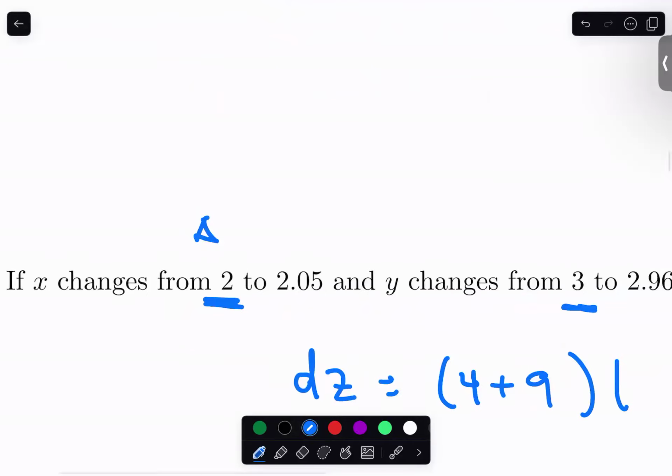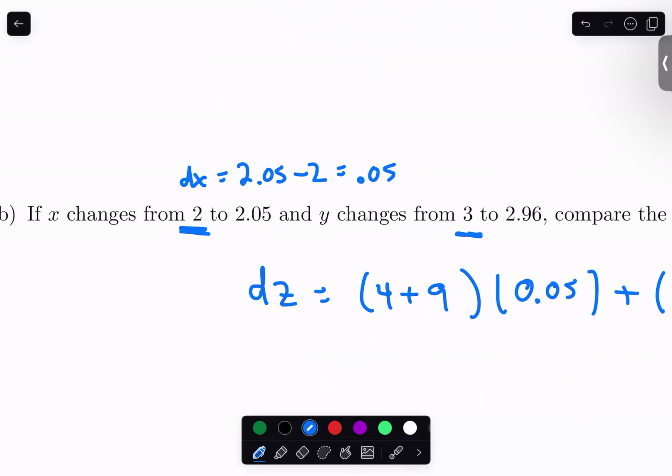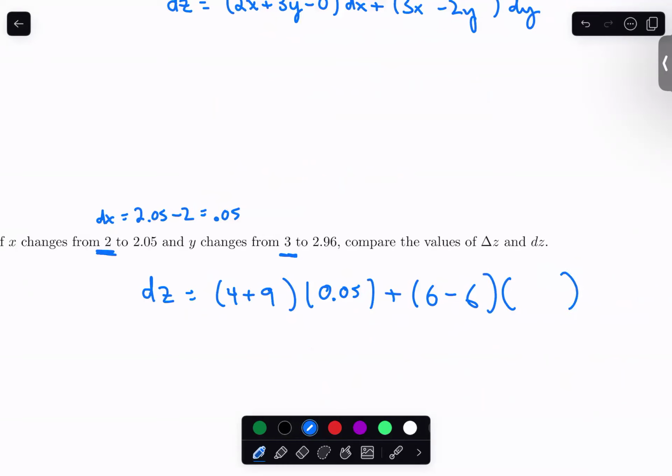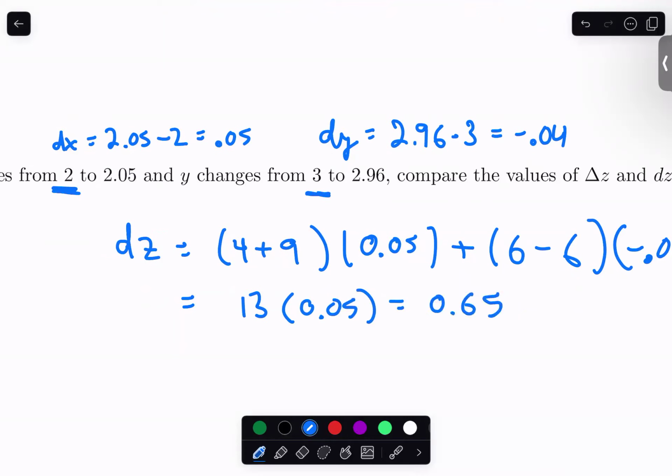So if I want to know how much change there is in x, my delta x or my dx, either one, this is going to be 2.05 minus 2. So it's changed by 0.05 in the positive direction. It's gone up. So my dx here is going to be 0.05. For my dy, or my delta y, we're going to have 2.96 minus 3. So that's going to be negative 0.04. It's changed by 0.04 in the negative direction. It's gone down. It was at 3, but now it's at 2.96. So if I calculate this out, it's going to be 13 times 0.05, and you can use a calculator here and get 0.65.